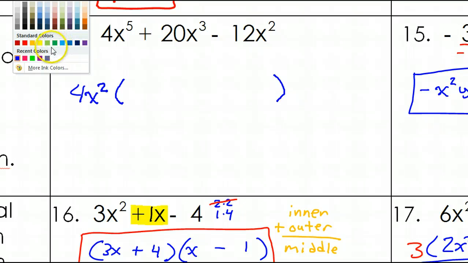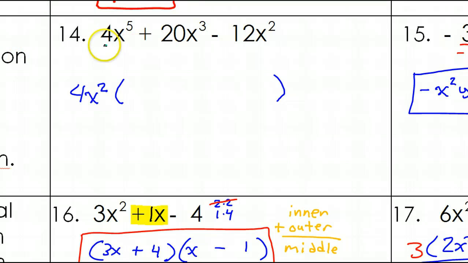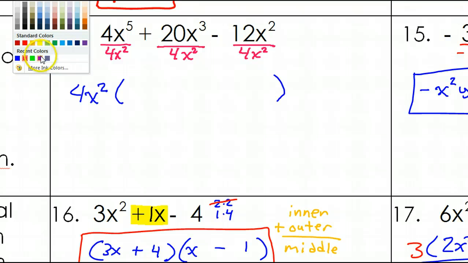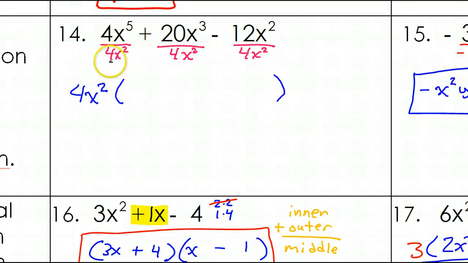Now, as far as what goes inside the parentheses, you should be thinking in terms of dividing by your GCF. So I have 4x squared, so I'm going to divide everything by 4x squared. Okay, divide by your GCF. And that's how you do it. So that means on the inside, 4 divided by 4, they cancel out, so no more 4s. X to the 5th power divided by x squared, that's going to be x to the 3rd power.